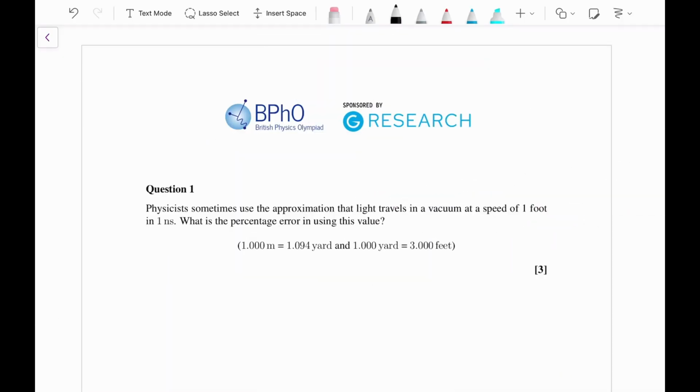In this video, we're going to look at two questions on data. For question one, it says physicists sometimes use the approximation that light travels in a vacuum at a speed of 1 foot in 1 nanosecond. What is the percentage error in using this value?